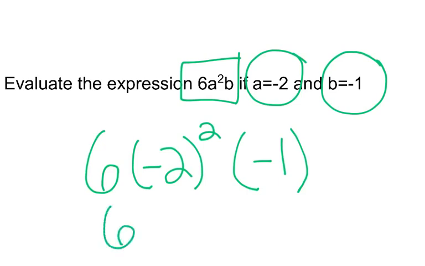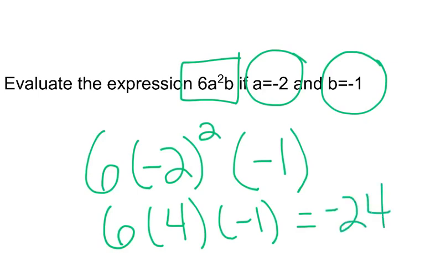So this is going to be 6. You can put this straight in your calculator using parentheses, but this is 6 times 4 times negative 1, because negative 2 squared means negative 2 times negative 2, which is positive 4. Multiply all those together, and the result is negative 24.